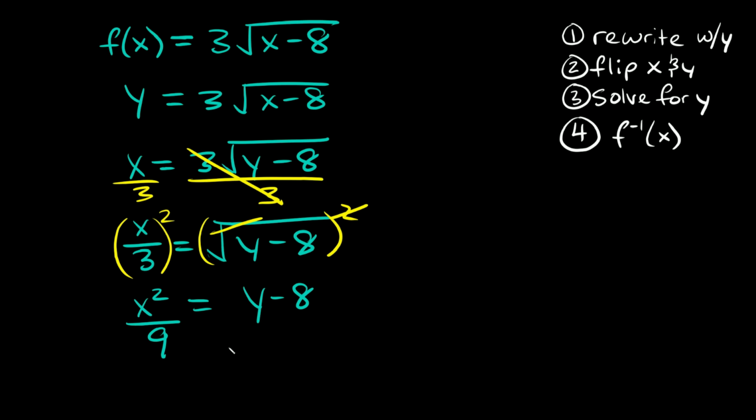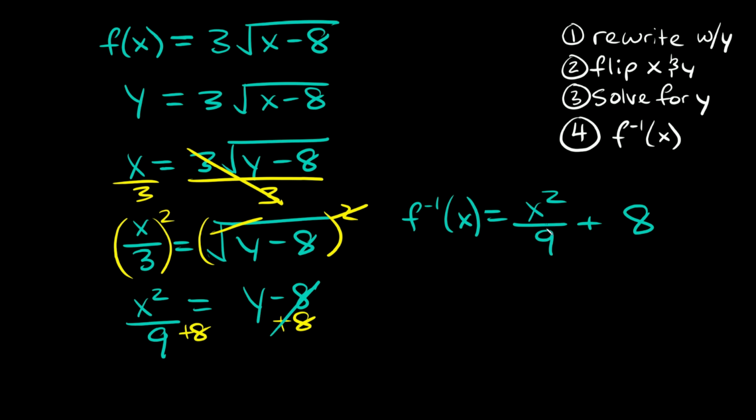The last thing we can do here is get rid of this 8 by adding 8 to both sides. These cancel out, so we're just left with y. Y is equal to x squared over 9 plus 8. But again, we can replace this y with our inverse notation, so we're going to write it as the inverse function is equal to x squared over 9 plus 8.